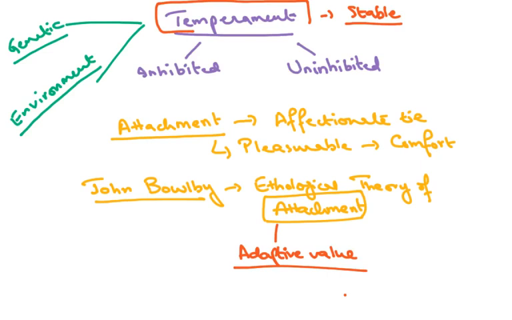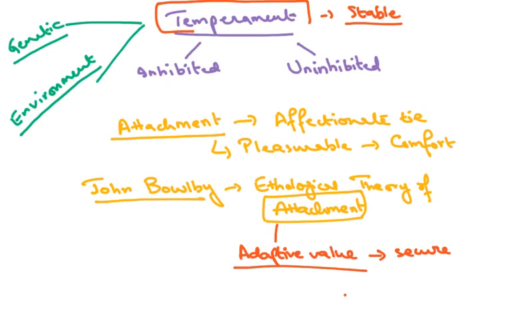I think it's very clear what adaptive value attachment would have, in the sense that if you form an attachment to a particular caregiver, what does that do for the child? That ensures that the child will be taken care of, that they will be provided food, that they will be protected from all kinds of danger, that they will be in a safe and secure environment, right? So the adaptive value is clear: the child will be secure, they will be able to survive because of this attachment.